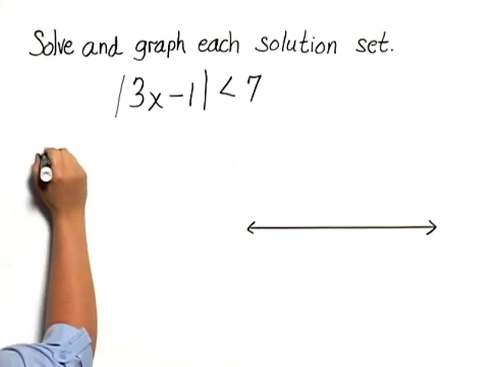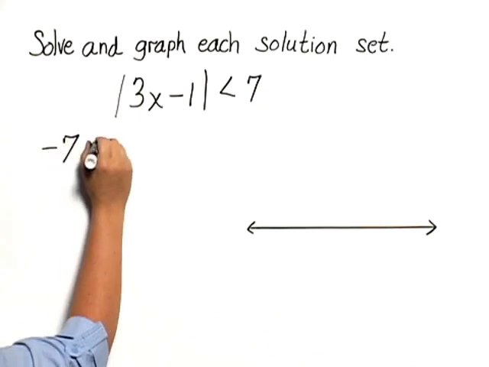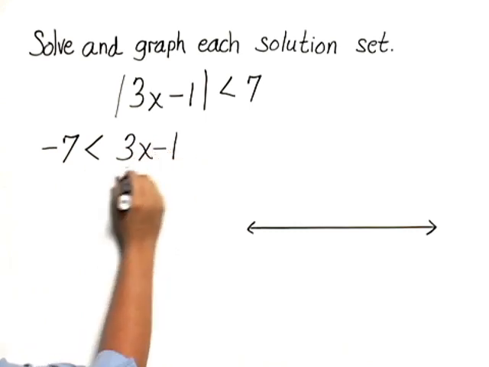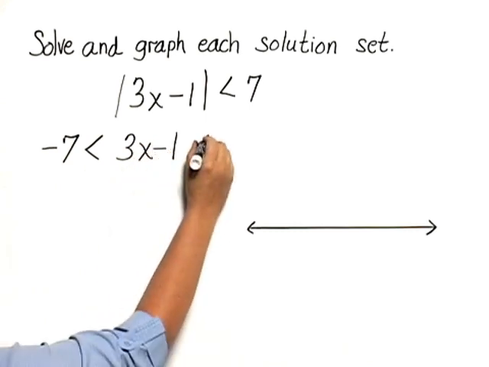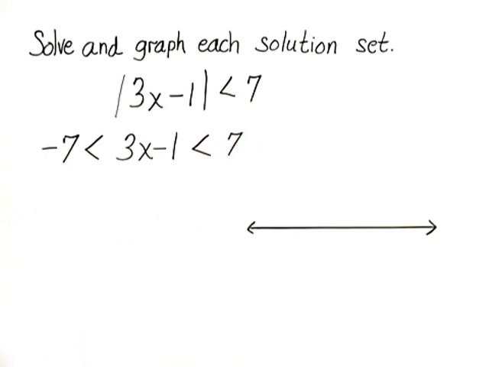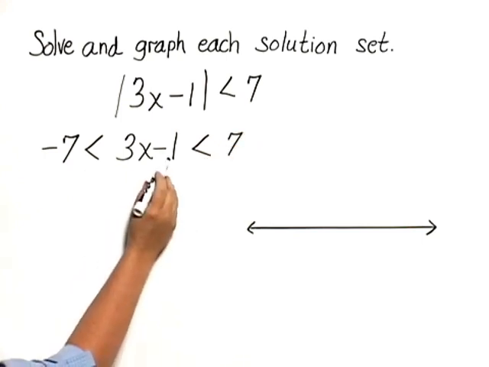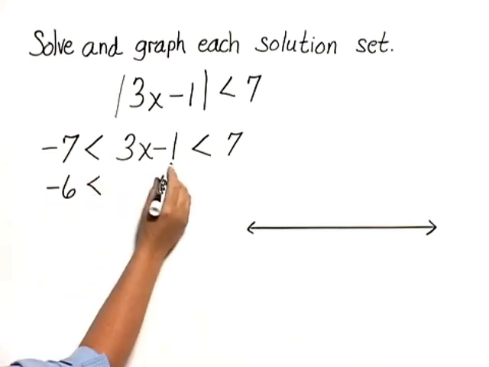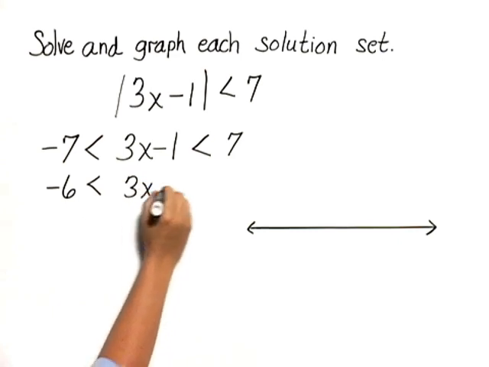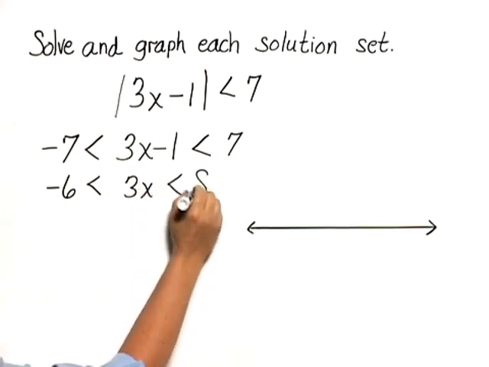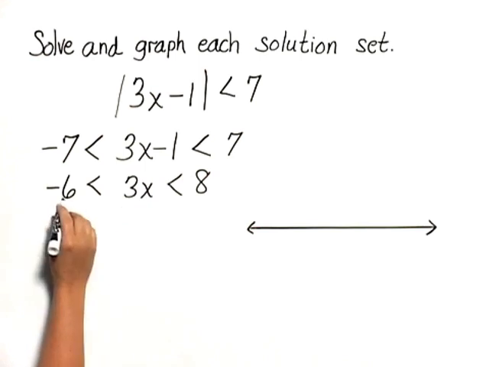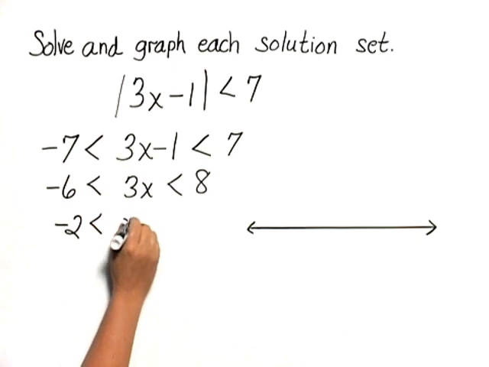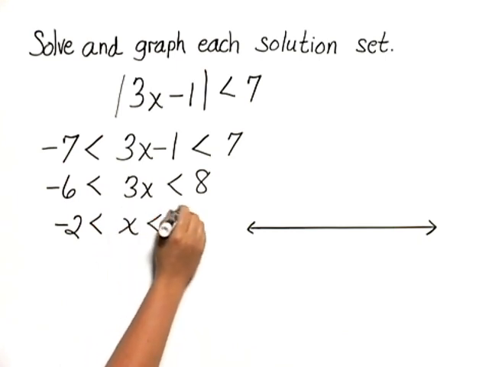So we can write this as negative 7 is less than 3x minus 1, and notice that there's no absolute value sign now, and that is less than 7. Now we can solve by adding 1 to negative 7, adding 1 to 3x minus 1, which gives us 3x, and adding 1 to 7, which gives us 8. Now dividing by 3, we have negative 2 is less than x, and x is less than 8/3.